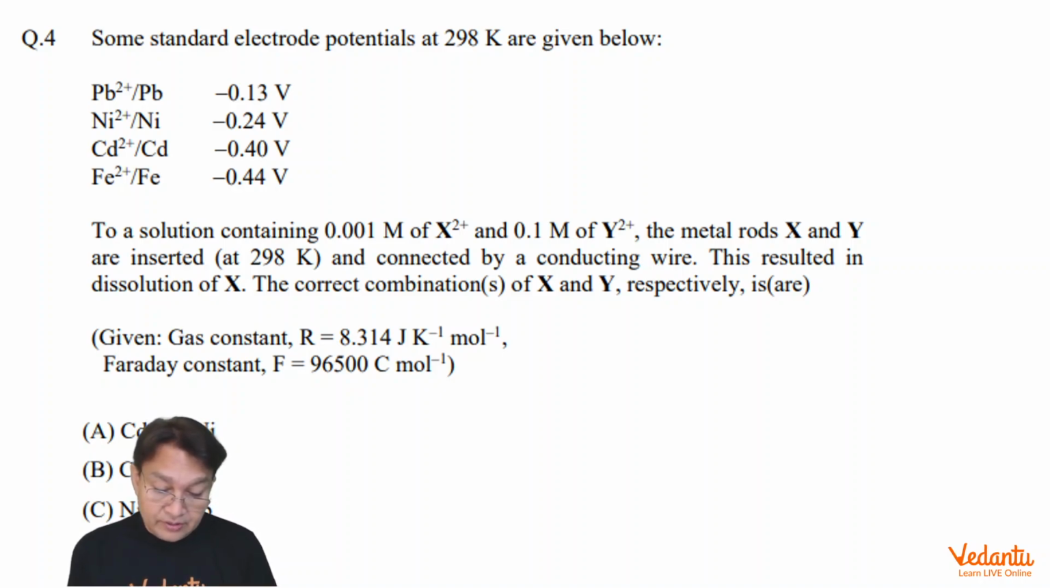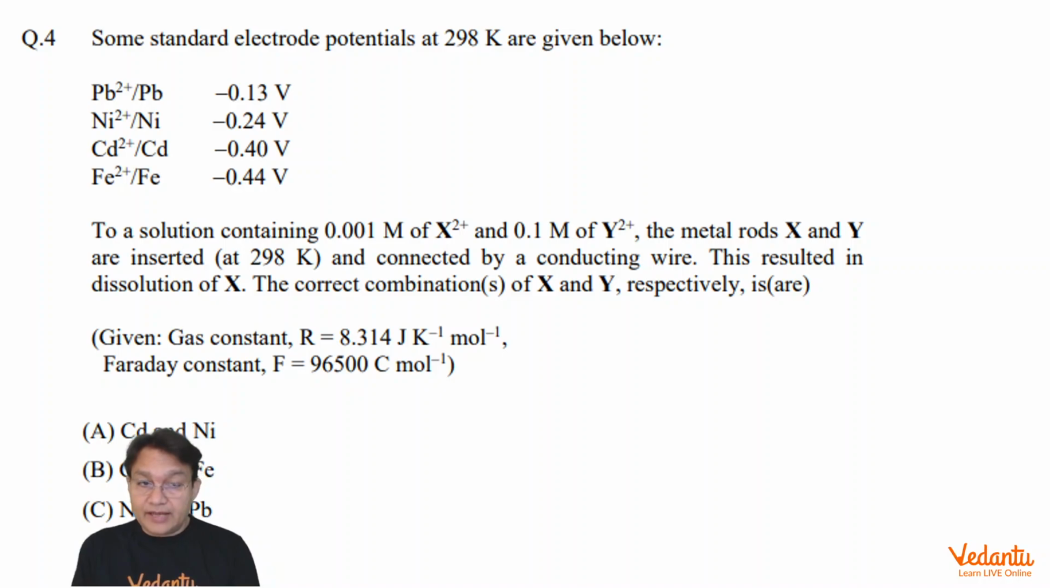To a solution containing 0.001 M of X2+ and 0.1 M of Y2+, the metal rods X and Y are inserted and connected by a conducting wire. This resulted in dissolution of X. That means X is acting as an anode and Y is acting as a cathode. So the correct combinations of X and Y are, respectively: first is cadmium and nickel.